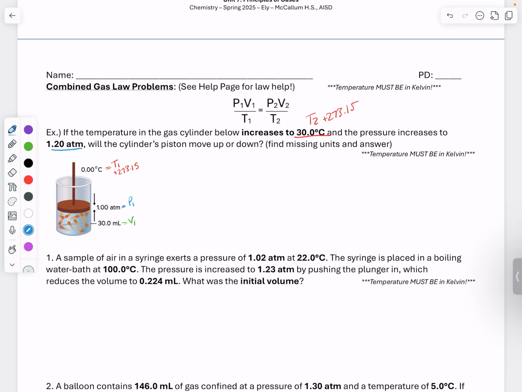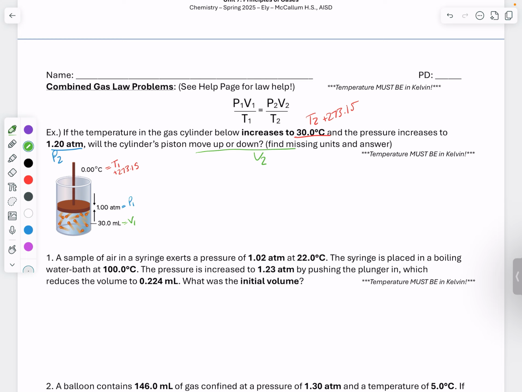Let's see, find the missing. All right, got our stuff here. So basically, this 1.2 here, that's going to be P2. And this is going to be like, it's supposed to move up and down. We're going to have to find V2 to find out that answer. So you're going to find V2 and be like, does my volume shrink or does it get bigger? And we'll go through that.